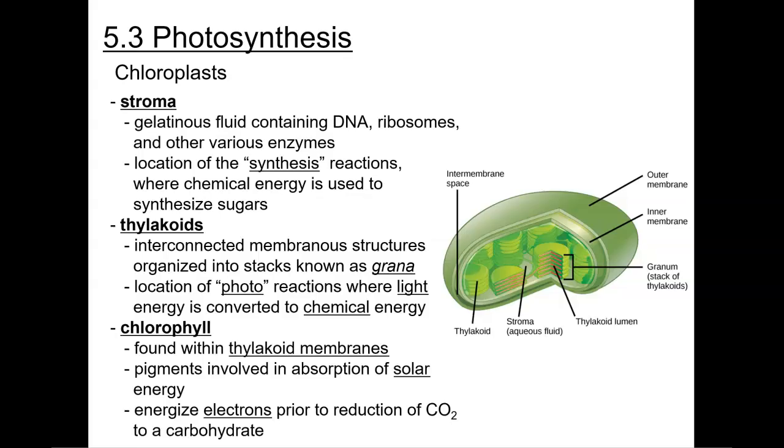Chlorophyll that's found within the thylakoid membranes is going to be a pigment, and that's the pigment that's involved in capturing that solar energy. So it energizes the electrons prior to the reduction of carbon dioxide to a carbohydrate, and that carbohydrate is going to be glucose usually.